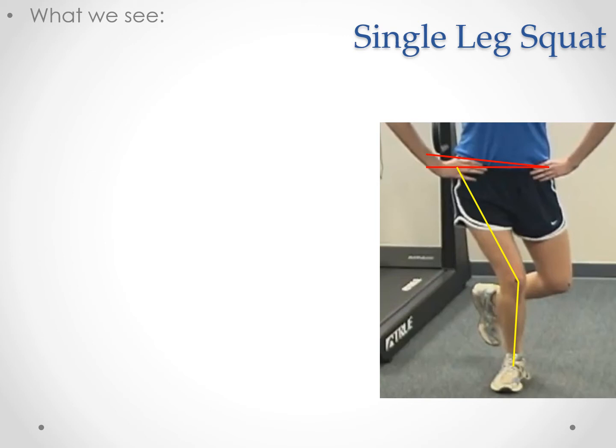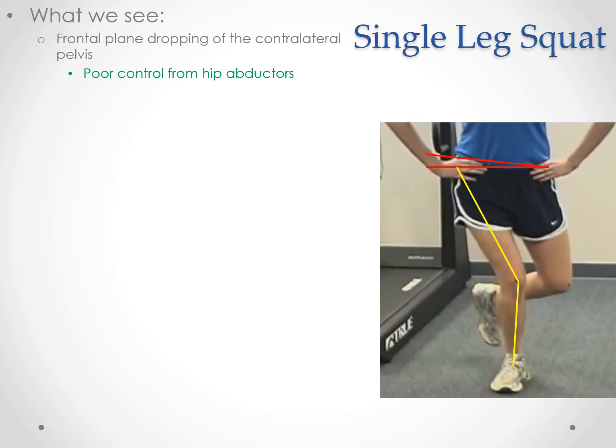So with this individual of whom you see the photo on the right, we see frontal plane dropping of the contralateral pelvis, also known as the Trendelenburg sign. In the black, you see the phenomenon that we are observing. In the green font, we're seeing possible causes. So this is likely caused by poor control or weakness of the hip abductors, in this case on the right side. And in the red font, you see potential consequences of the movement abnormality which we're observing.